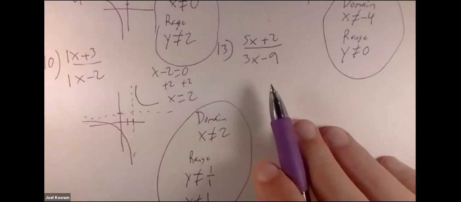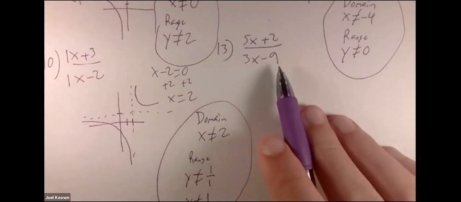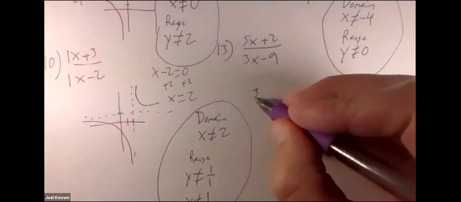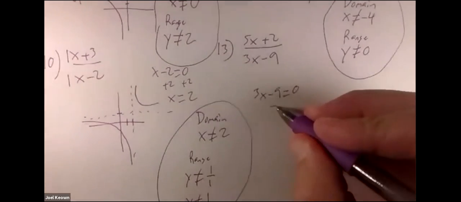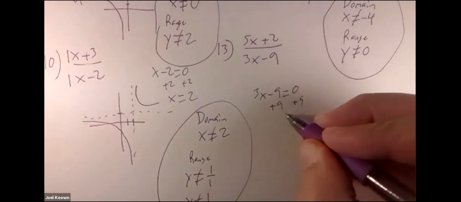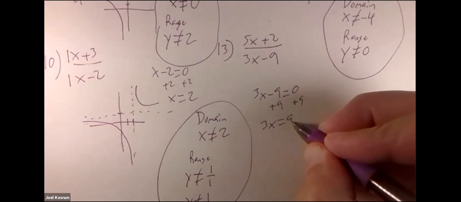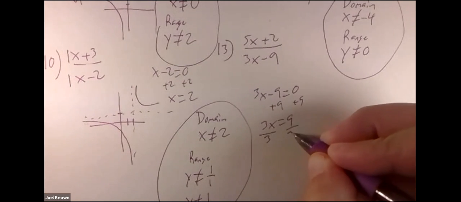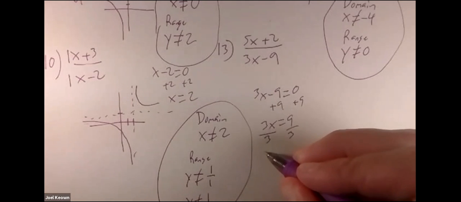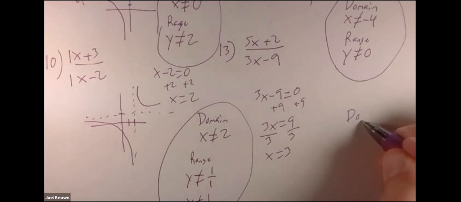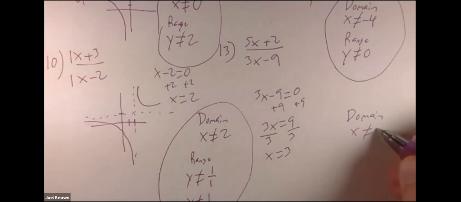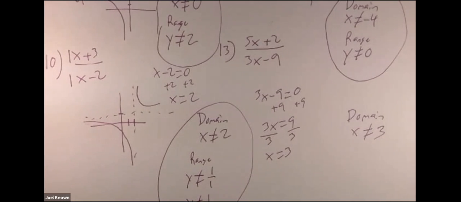Come over here to this one. Well, what gives me 0 in the denominator? So 3x minus 9 equals 0. Add 9 to both sides. 3x equals 9, divided by 3, and I get x equals 3. So my domain, x cannot be 3. That's where I have a vertical asymptote.